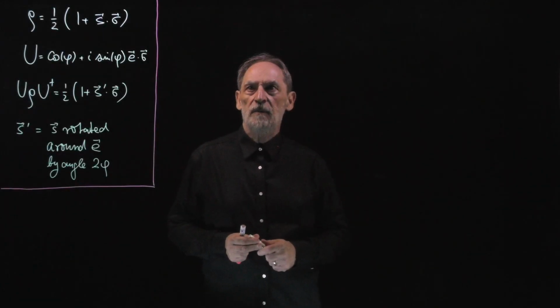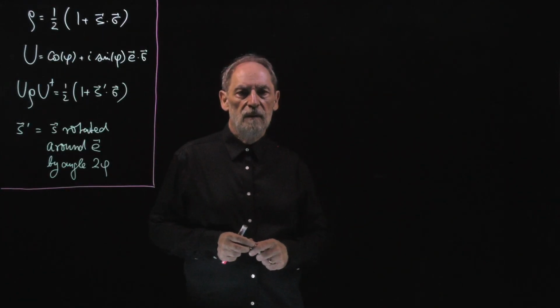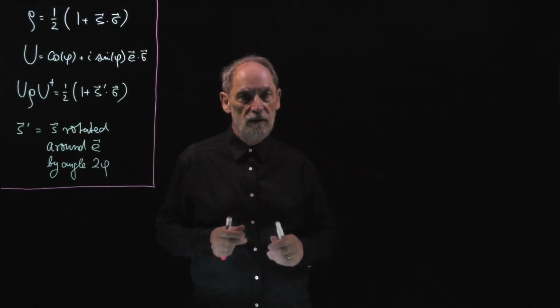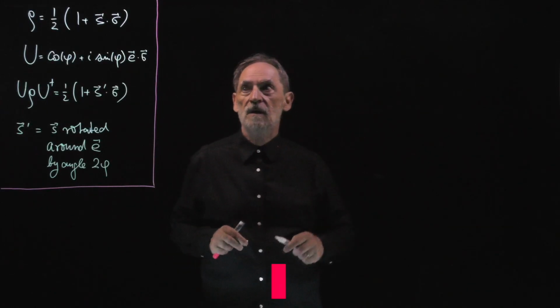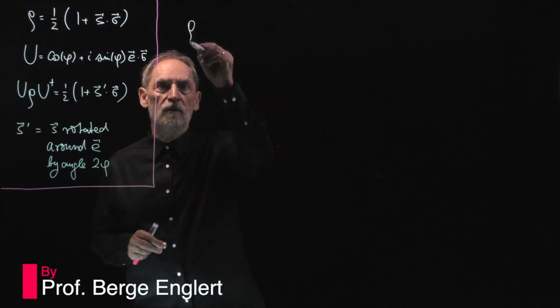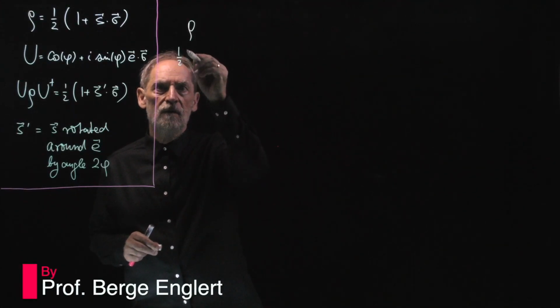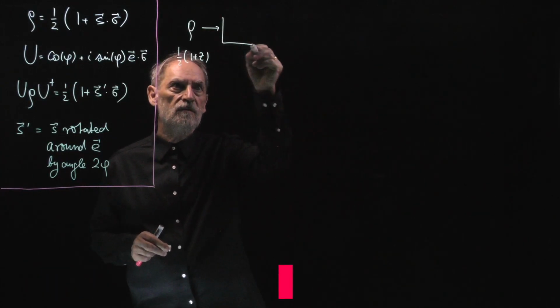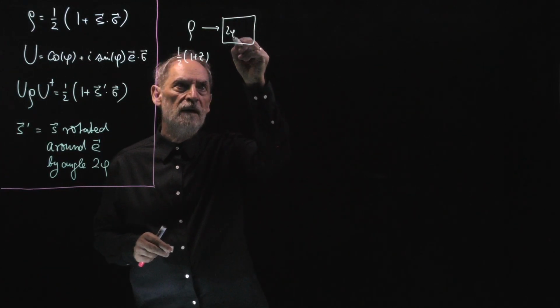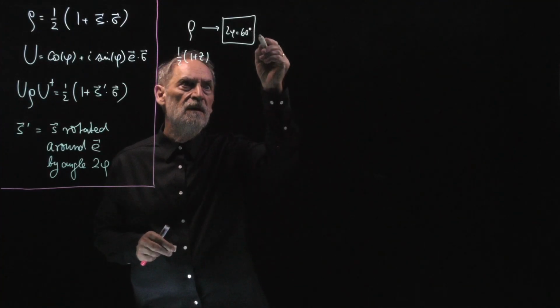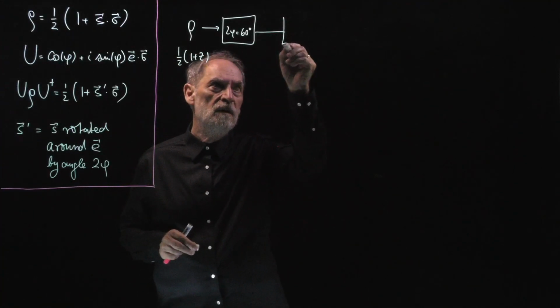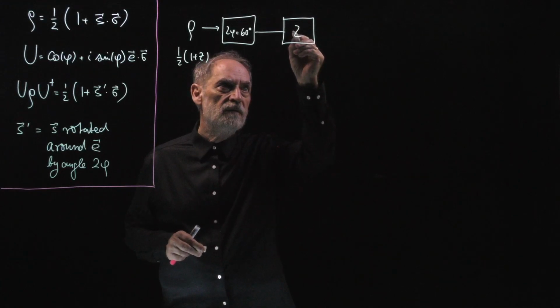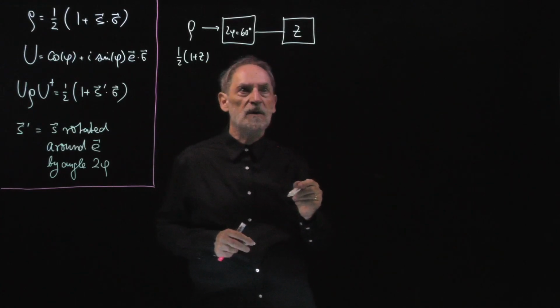So now let's see what happens if the rotation by 180 degrees is done in 3 steps of 60 degrees each. So we begin with the original rho, which is the half of 1 plus z, and we feed this into a first rotator where the 2 phi is 60 degrees. And then we monitor whether we still have z, so we make a z measurement.